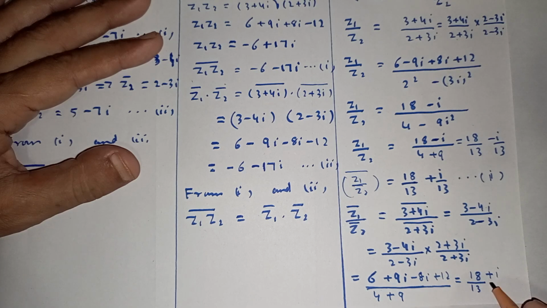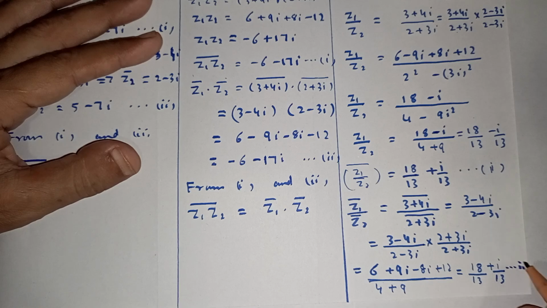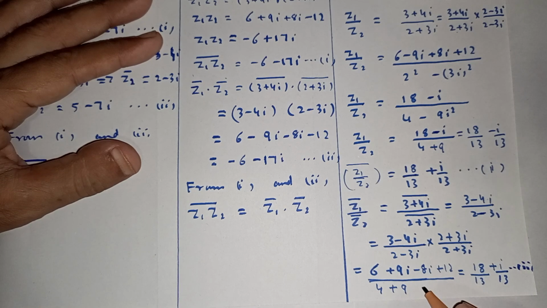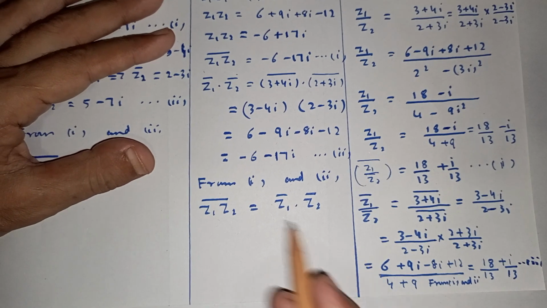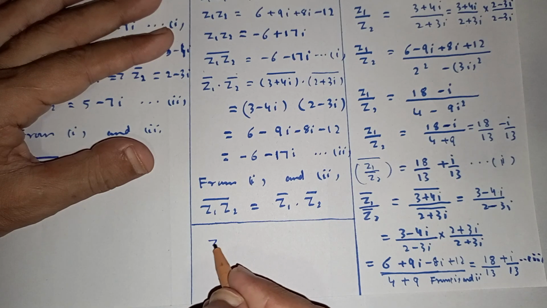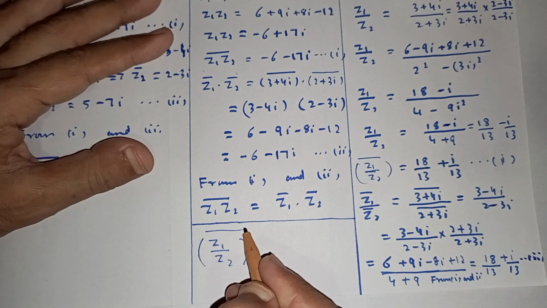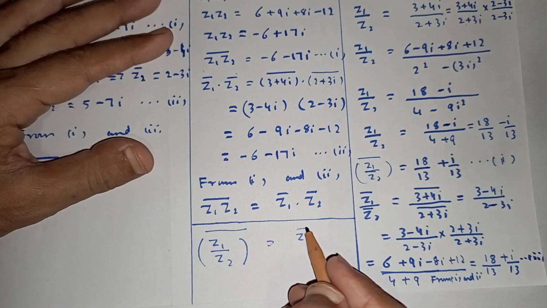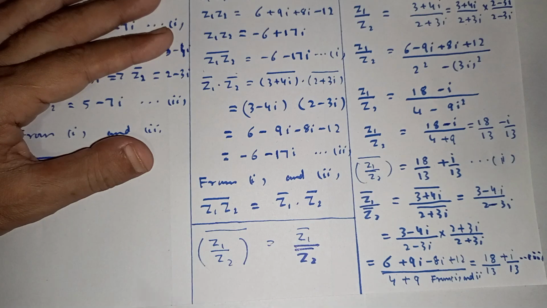Divide 18 by 13 and iota by 13. That is equal to the equation 2. From equation 1 and 2 we can write that Z1 divided by Z2 all conjugate is equal to Z1 conjugate divided by Z2 conjugate. That is its final answer.